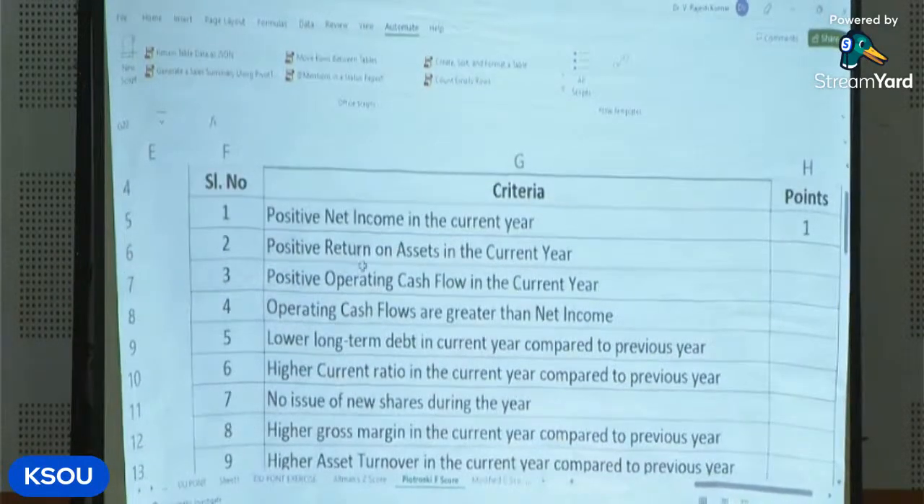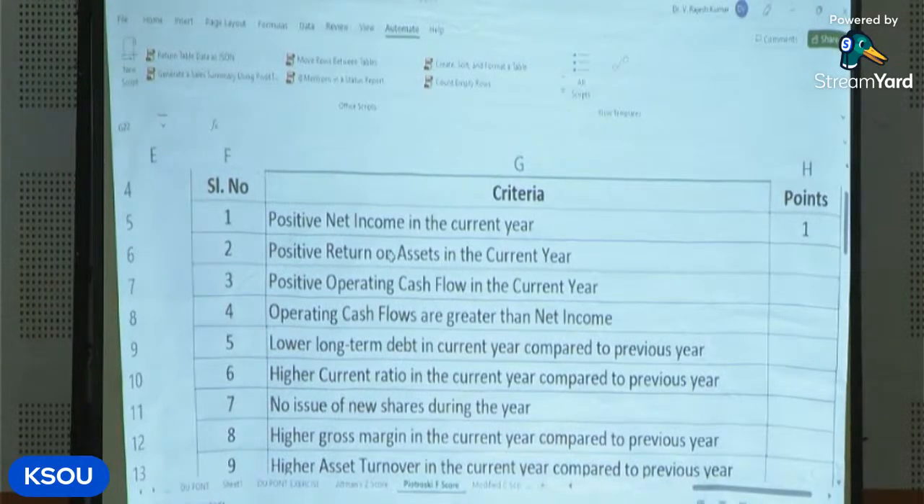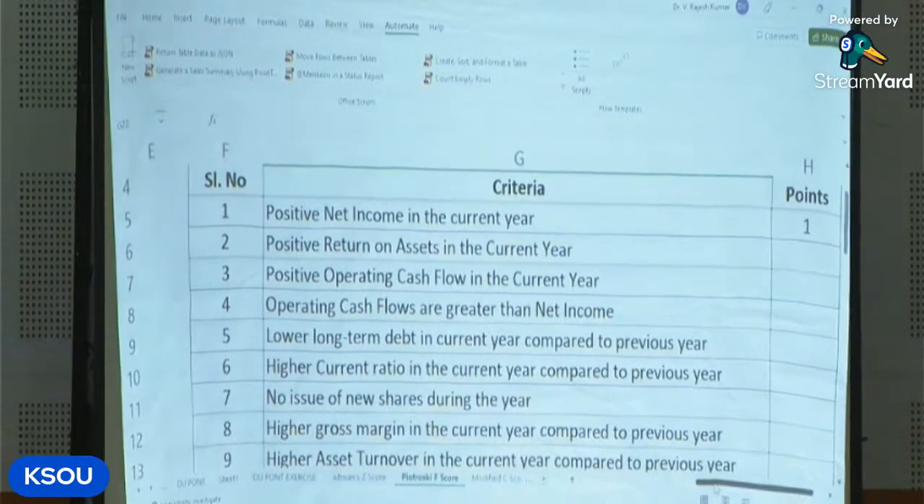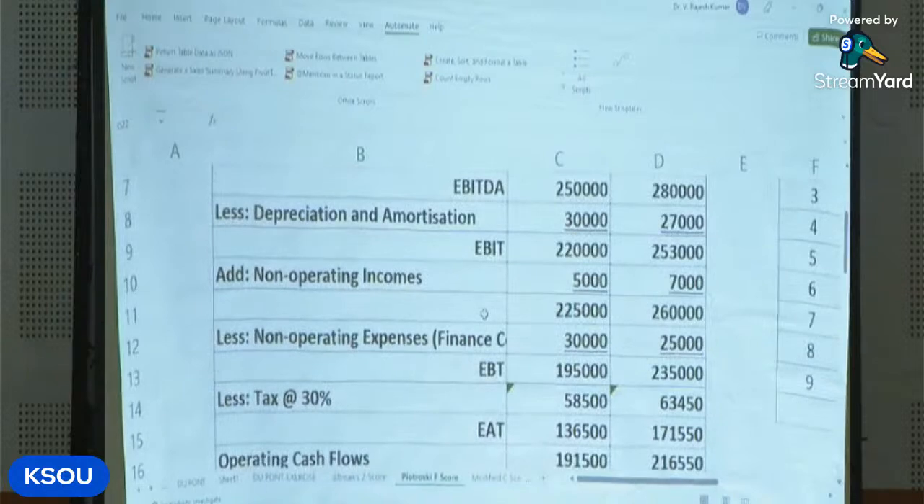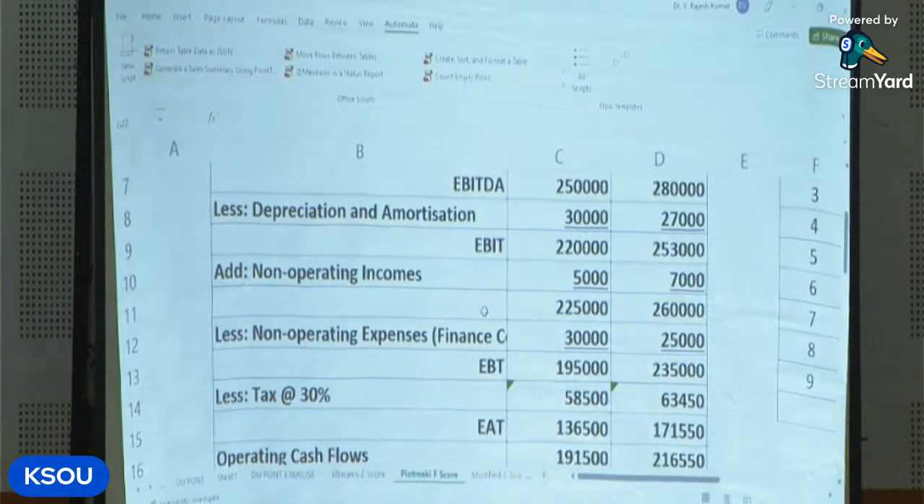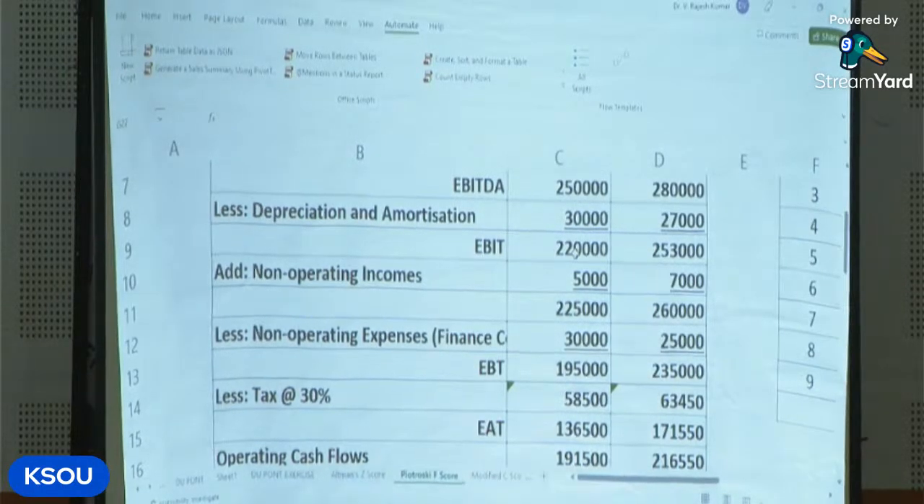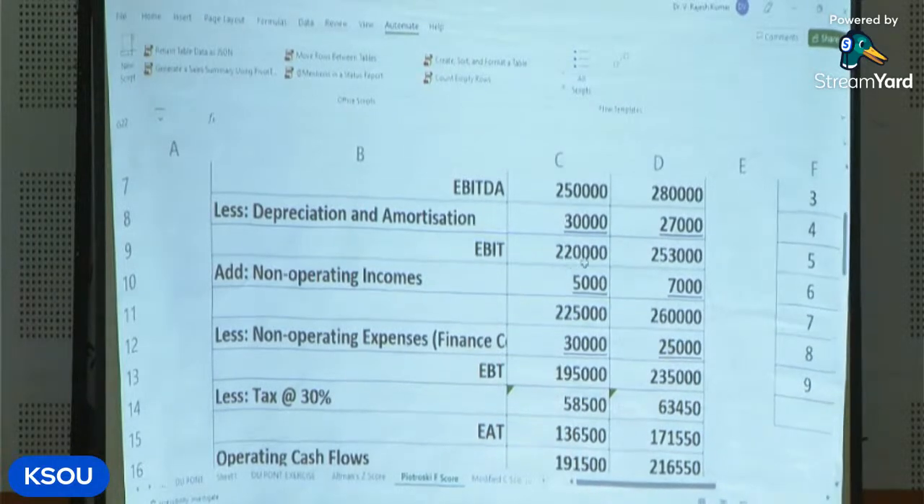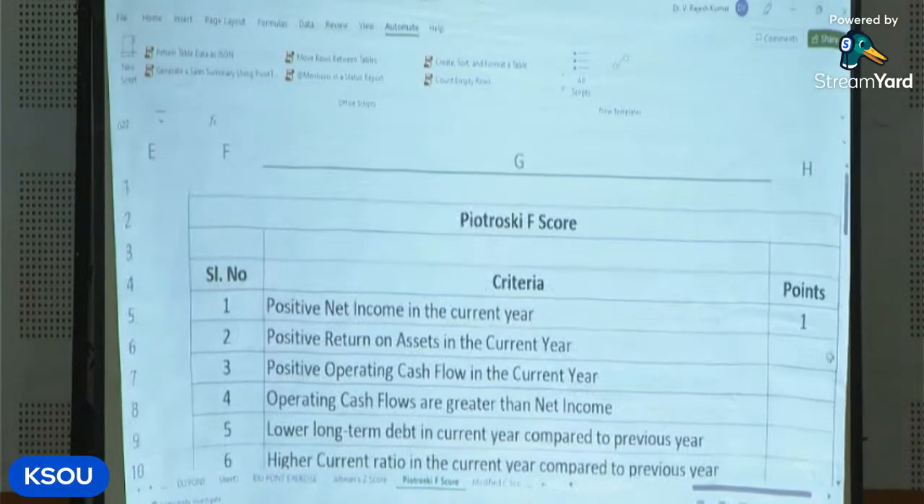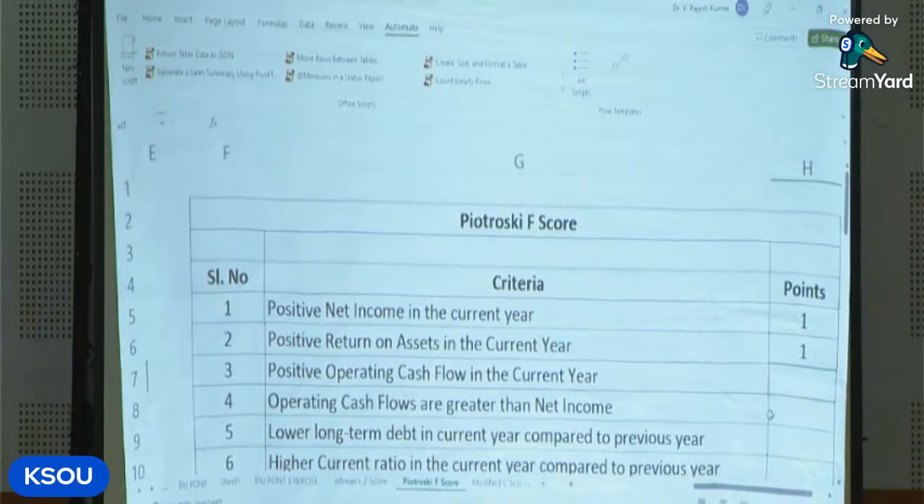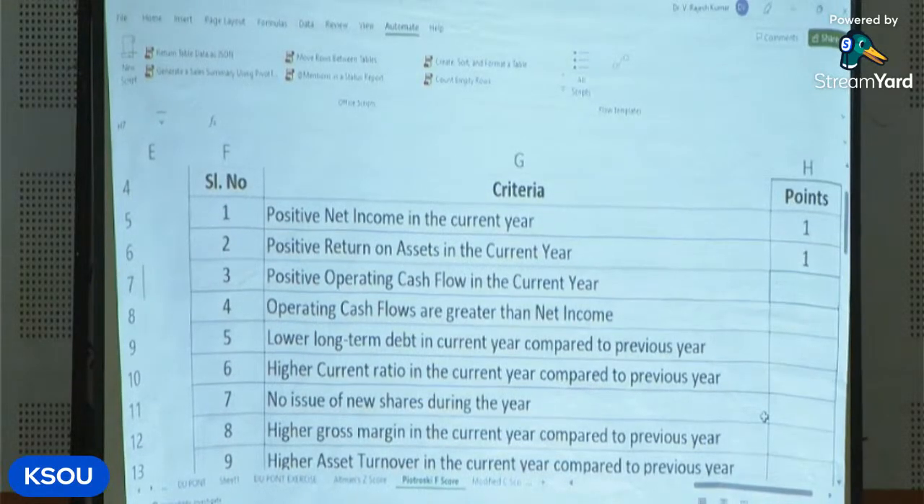So, what's the second criteria? ROA should be positive. I don't have to even calculate. How do you calculate ROA? EBIT by total assets. If EBIT is positive, automatically ROA will be positive. So, in this example, is EBIT positive? Yes. So, 1.